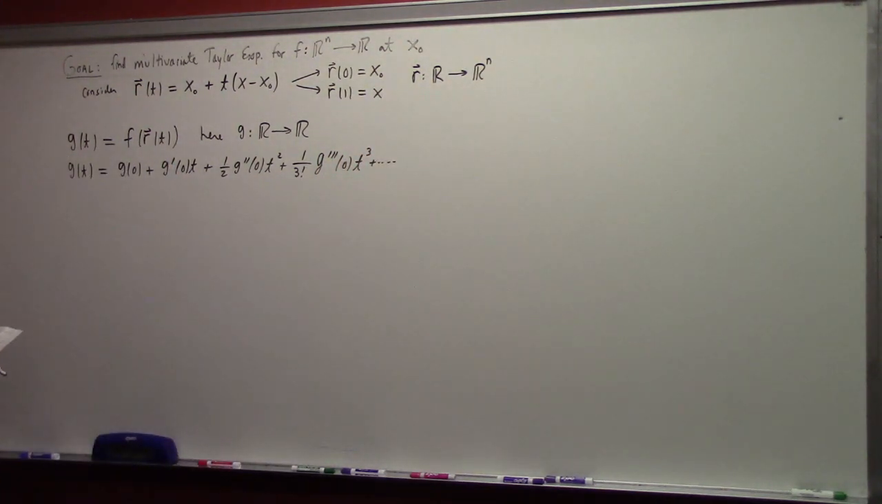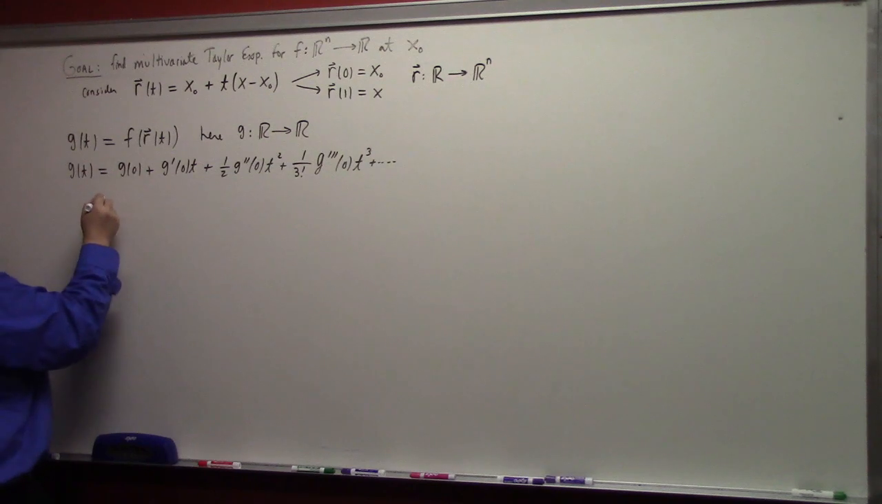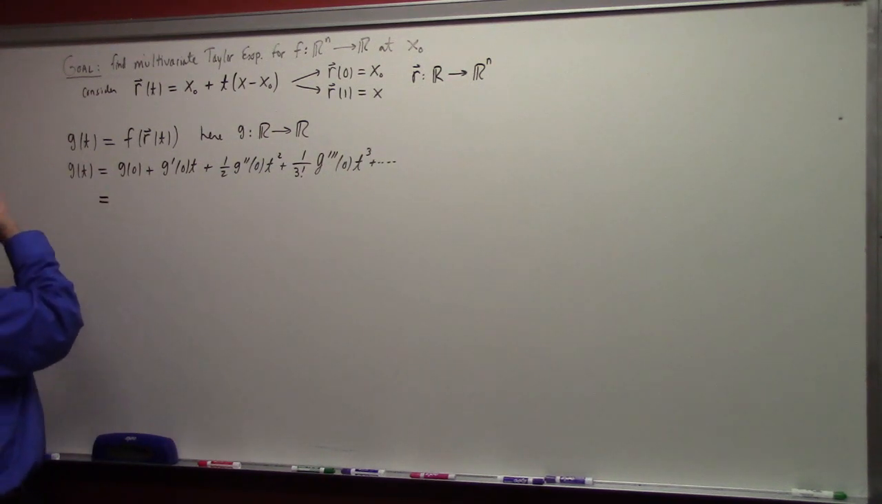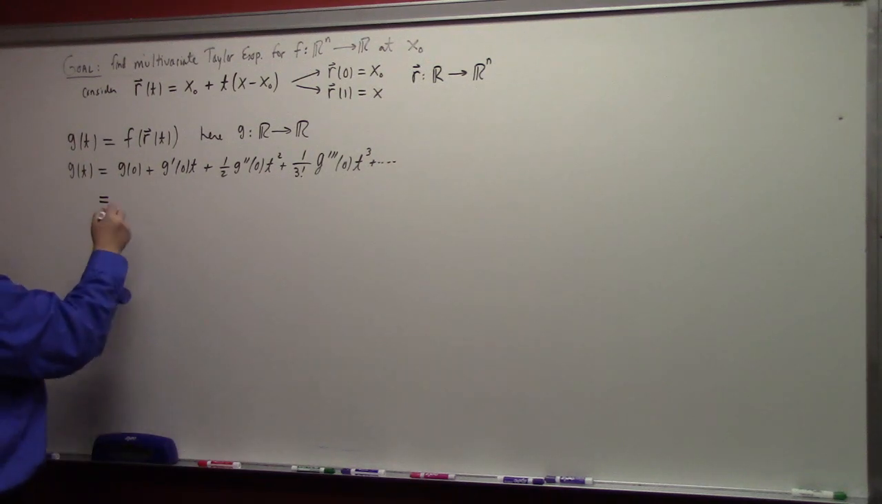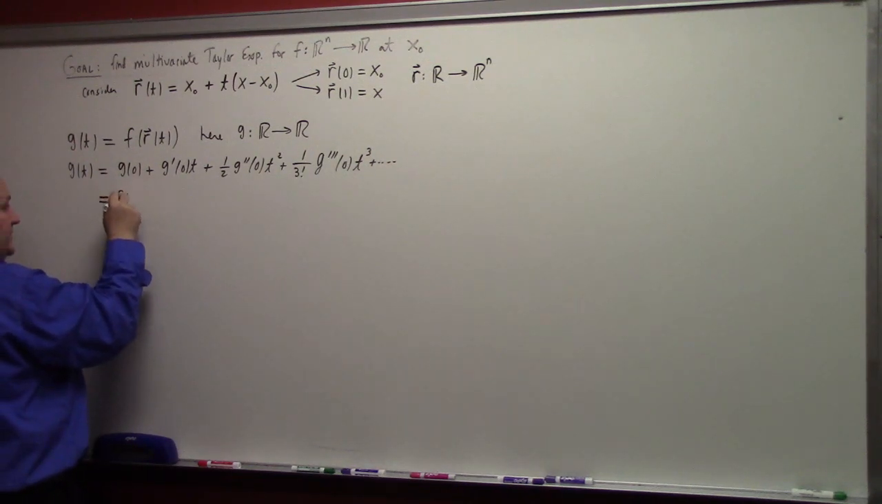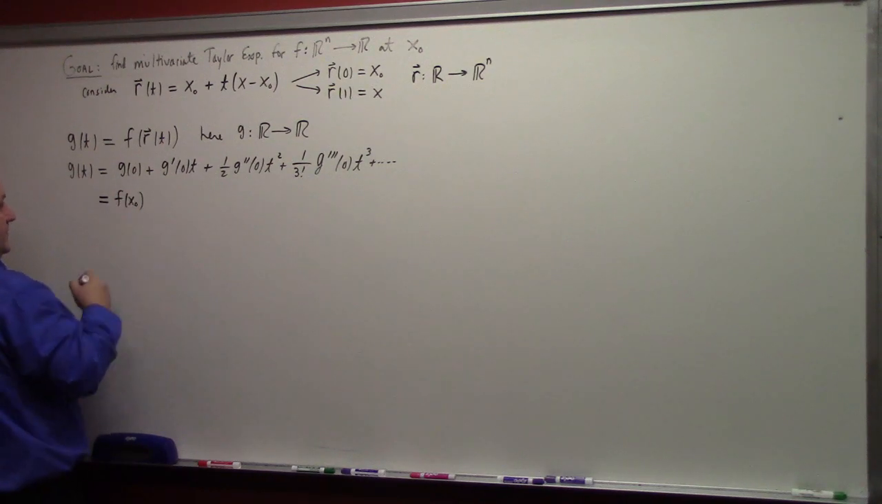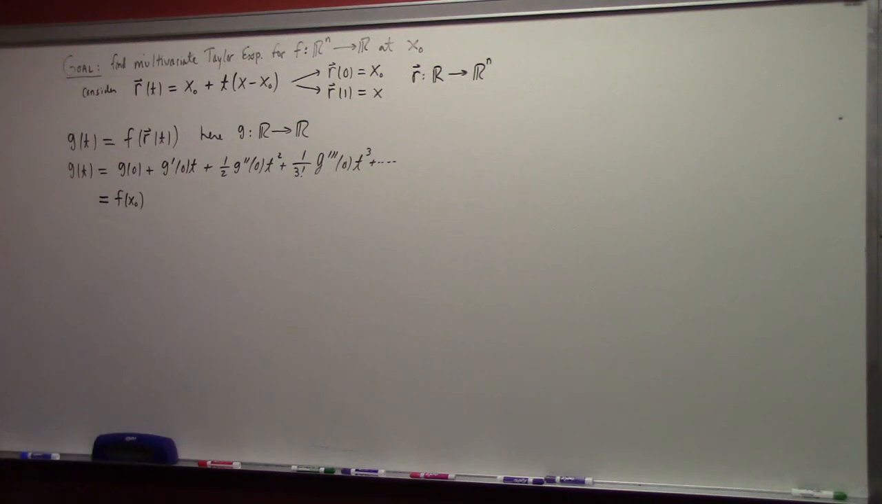All right. So I guess I'm going to leave myself this space here to plug in what I have there. g of 0 would be what? f of r of 0. r of 0 is x naught. So this first term is just f of x naught. We can get that out of the way. Okay? And then, well, what comes next? Well, we need to work that out.